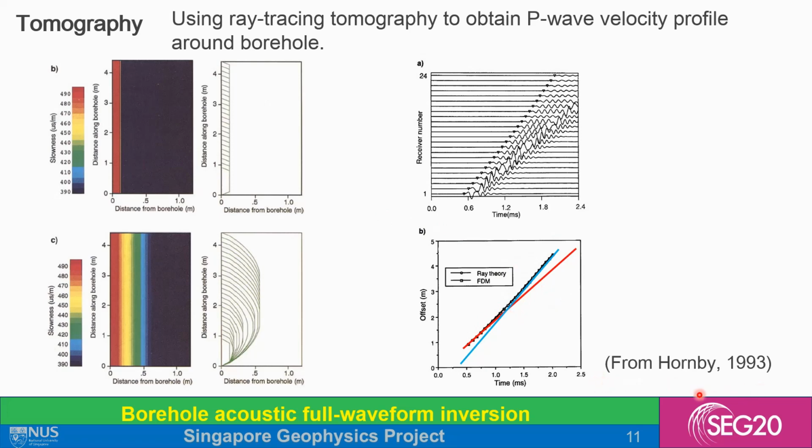Therefore, Hornby proposed to apply ray tracing tomography to obtain P-wave velocity profile around borehole. With the development of computers, we can use not only the travel time of the first arrived waves, but the whole waveform of the data to obtain elastic wave velocities. This technique is called full waveform inversion. Full waveform inversion has potential to obtain velocity model with higher resolution than ray tracing tomography.